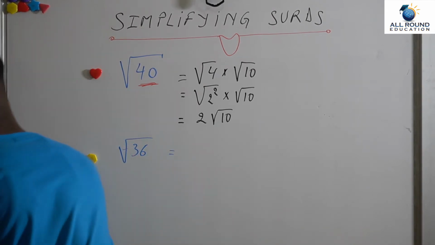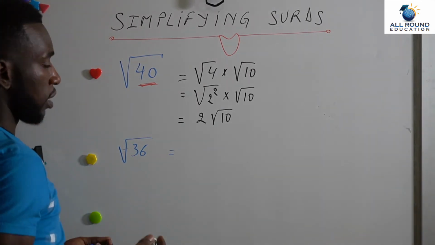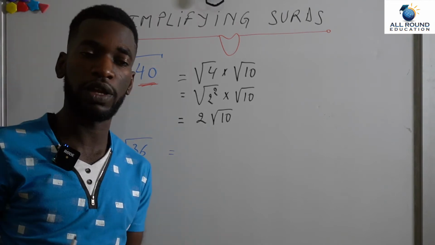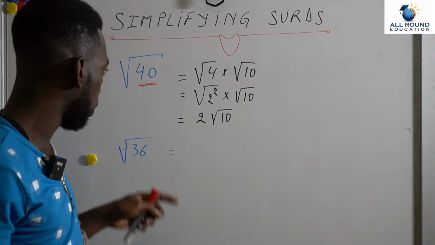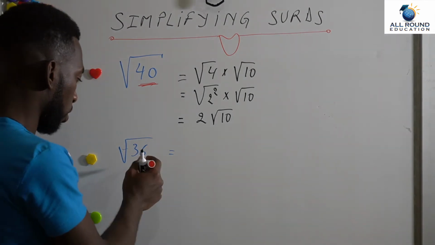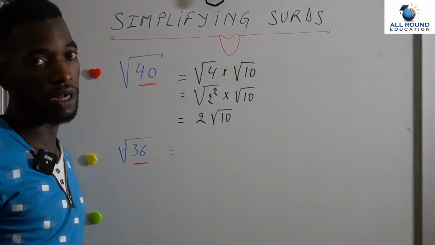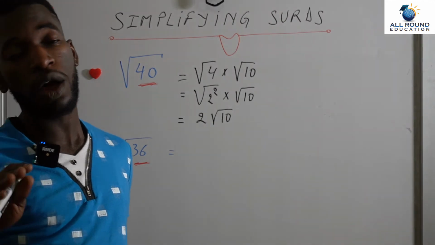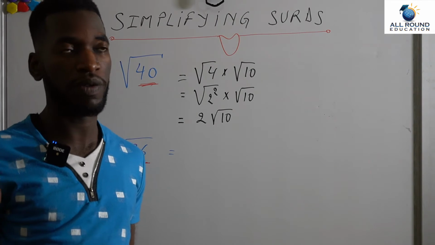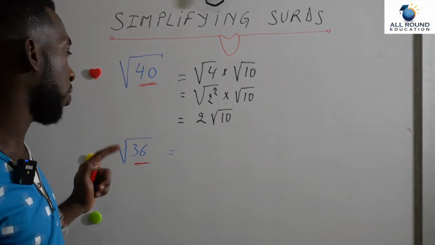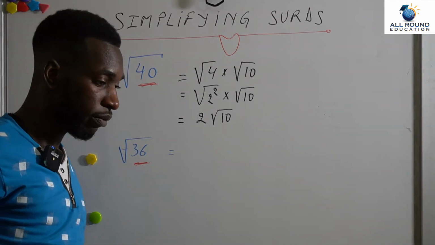Right, so with 36, let's apply the same rule. The rule is divide this number into two parts. With one, at least one of them has to be the highest perfect square, right? So let's identify the highest perfect square in 36.